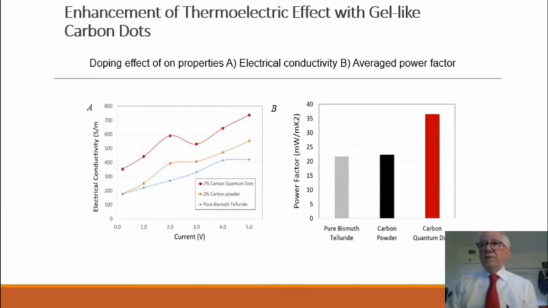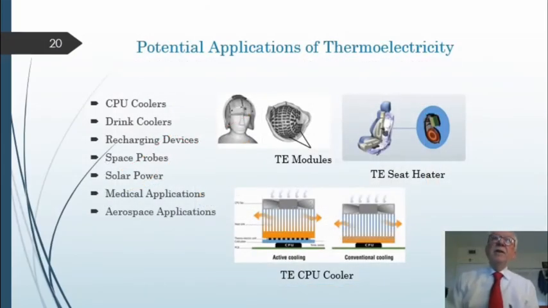This is nanoparticles of 100 nanometer, so there is a small increase. But when you use the carbon dust of 3 nanometer, prepared as the black carbon dust I have shown before, this increase is quite important. And the way to look at it is the power factor. If you compare the carbon dust added to the pure bismuth telluride, with 2% incorporation in the matrix, we have an increase of 16%. Why is it important? Because we have many applications: drink coolers, recharging devices, space probes, solar power, medical applications, and space applications.